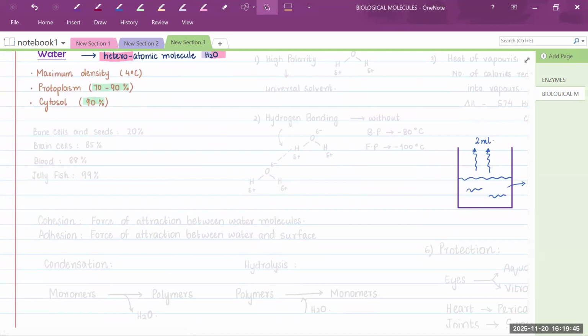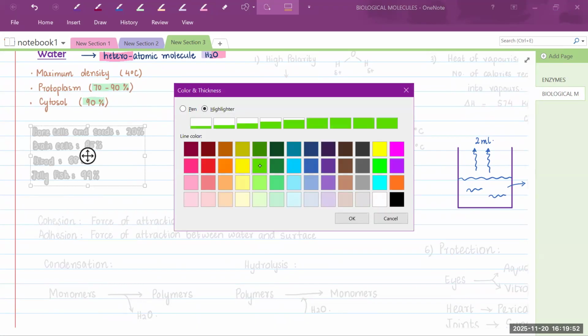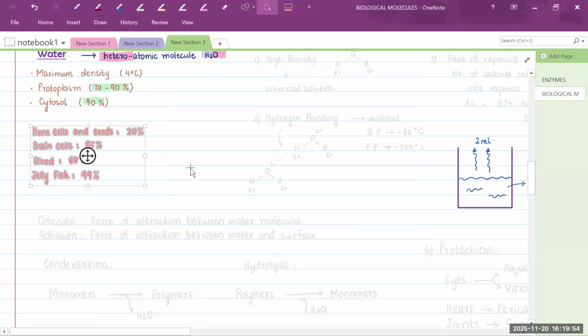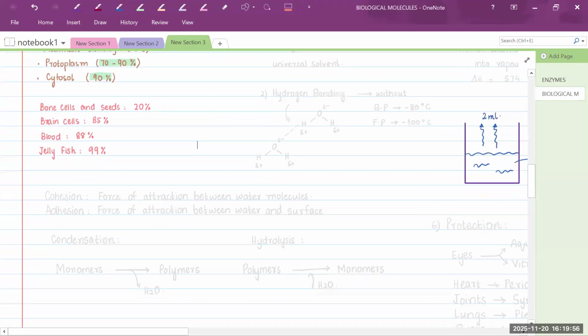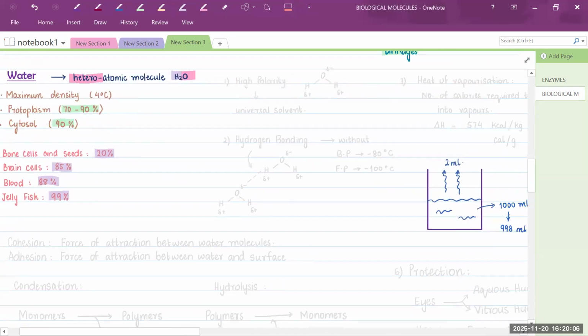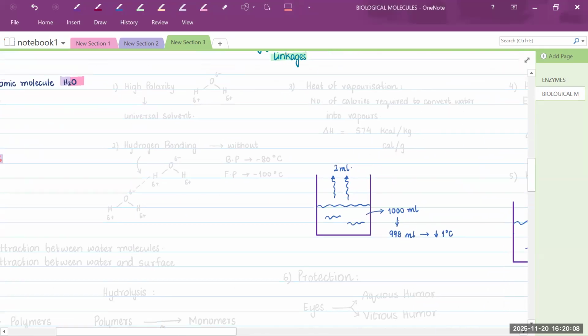Moving on, there are some major percentages that you need to remember: bone cells and seed cells contain 20% water, brain cells have 85% water, blood has 88% water, and jellyfish is 99% water.